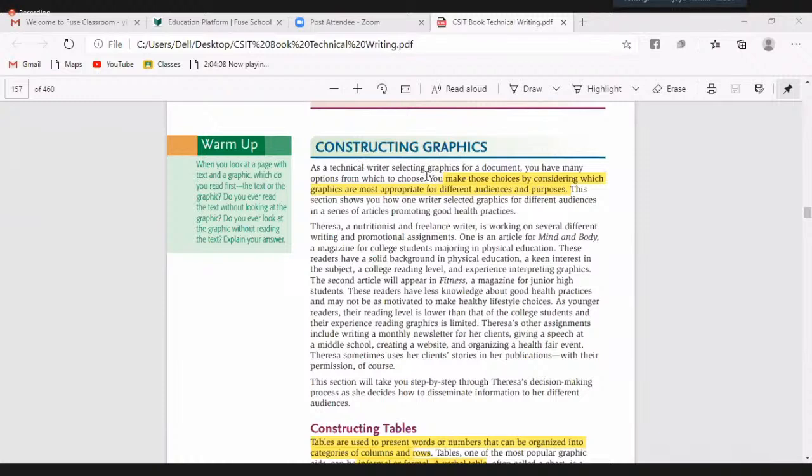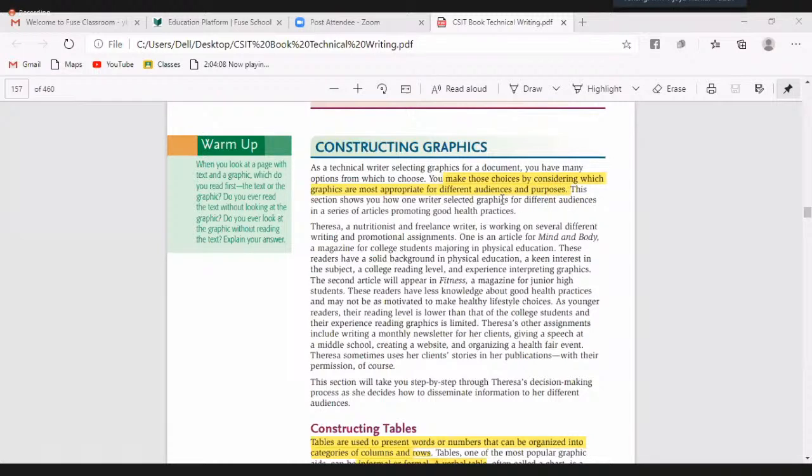Now, constructing graphics. How can we construct graphics? How can we make a table? How can we make a figure? How can we make a pie graph? How can we make a bar graph? This is given here. So it's also very easy. So what is given here? You make those choices by considering which graphics are most appropriate for different audiences and purposes.